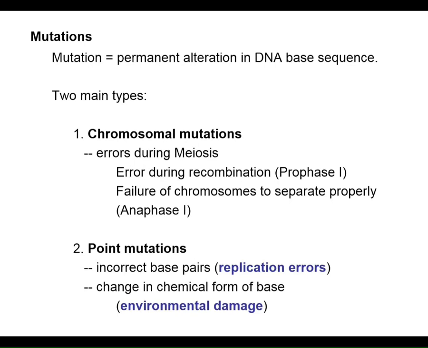Now, these point mutations are usually the results of problems in replication. So I told you it's ripping along at about 50 letters per second. One out of every 100,000, there's a mistake made. That's what I'm talking about. Those are the replication errors.